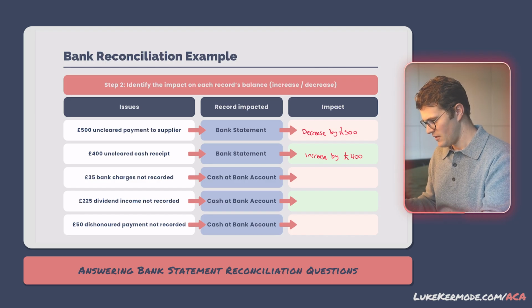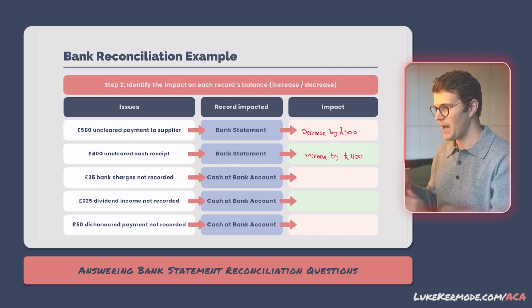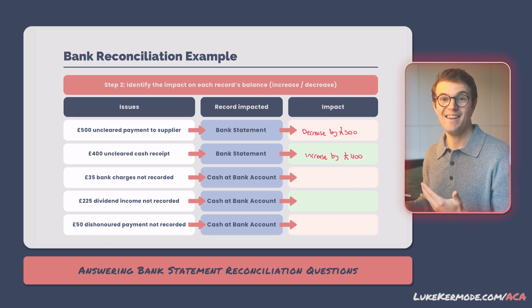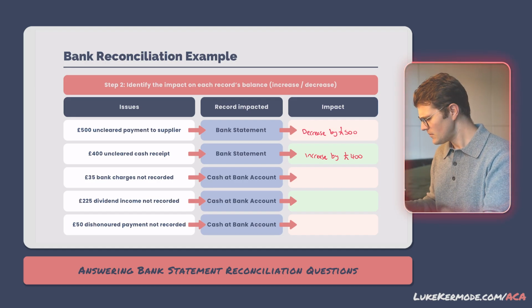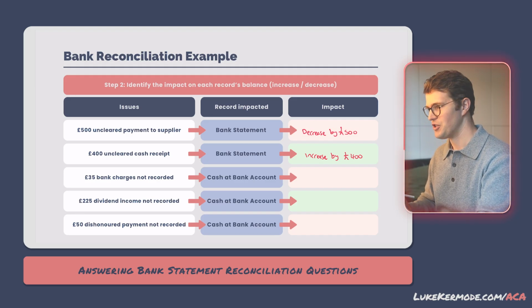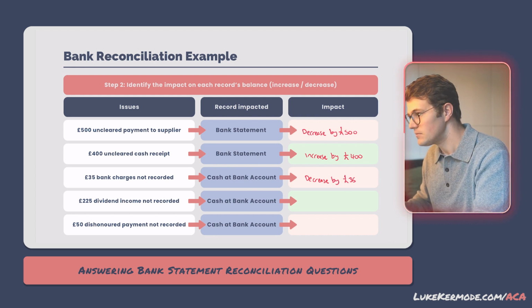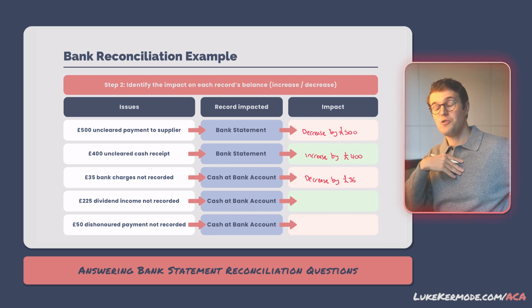So now we move on to the cash at bank account. So we'll start with the £35 bank charge, which has appeared on the bank statement but hasn't yet been entered into the nominal ledger. So recording this £35 charge in the cash at bank account will cause it to decrease by £35. Because it's a charge, it's going to reduce our cash account balance.